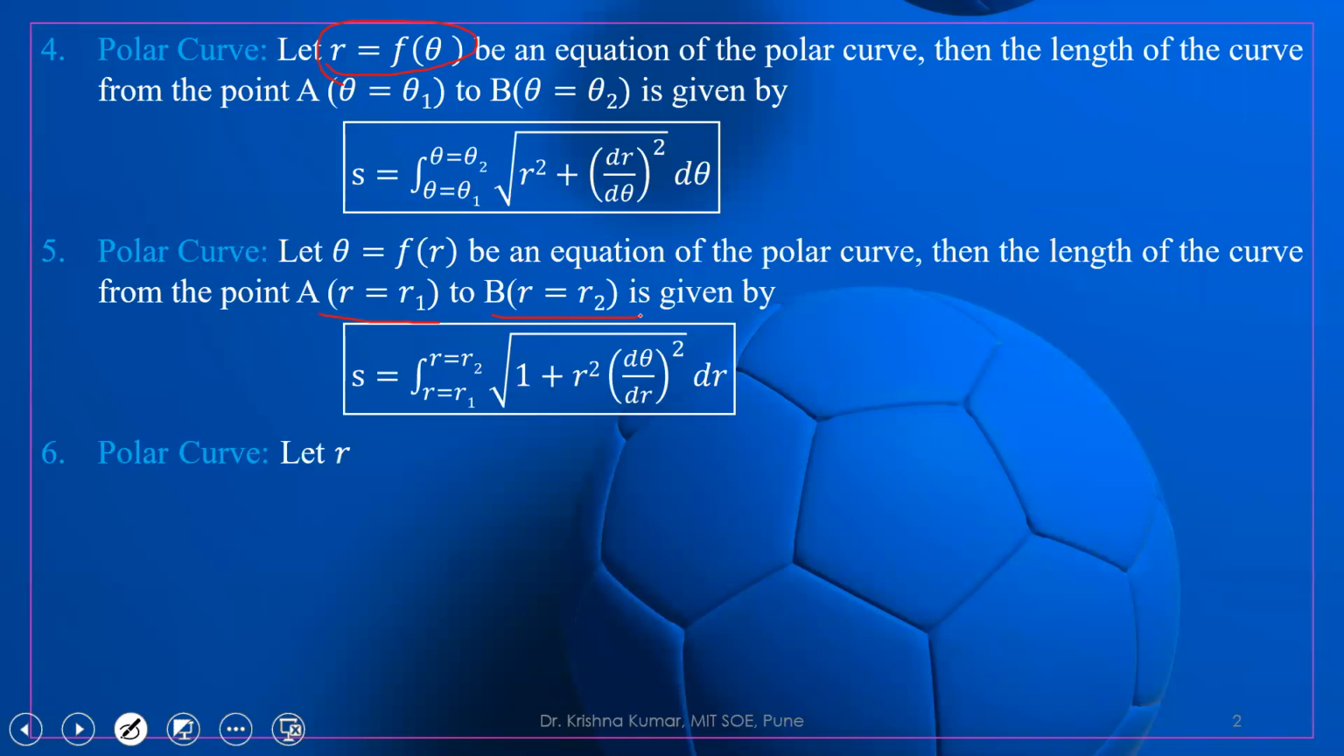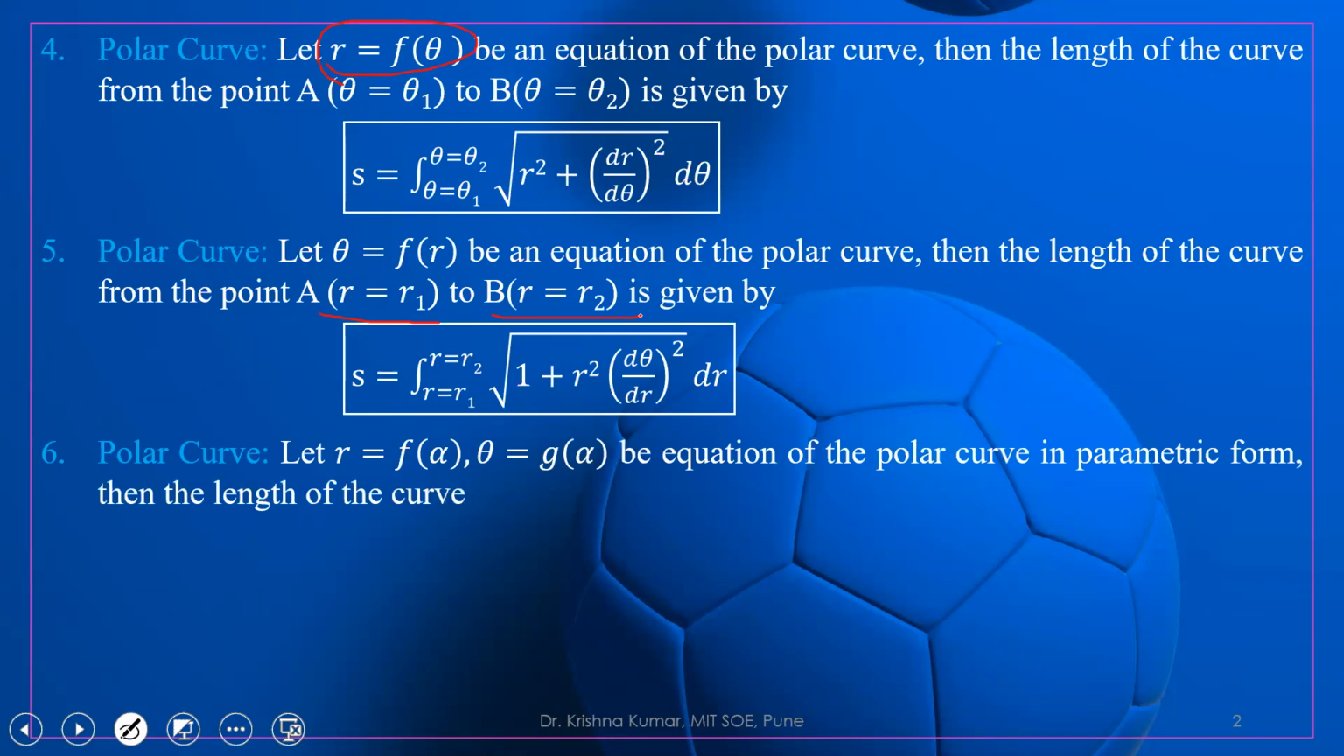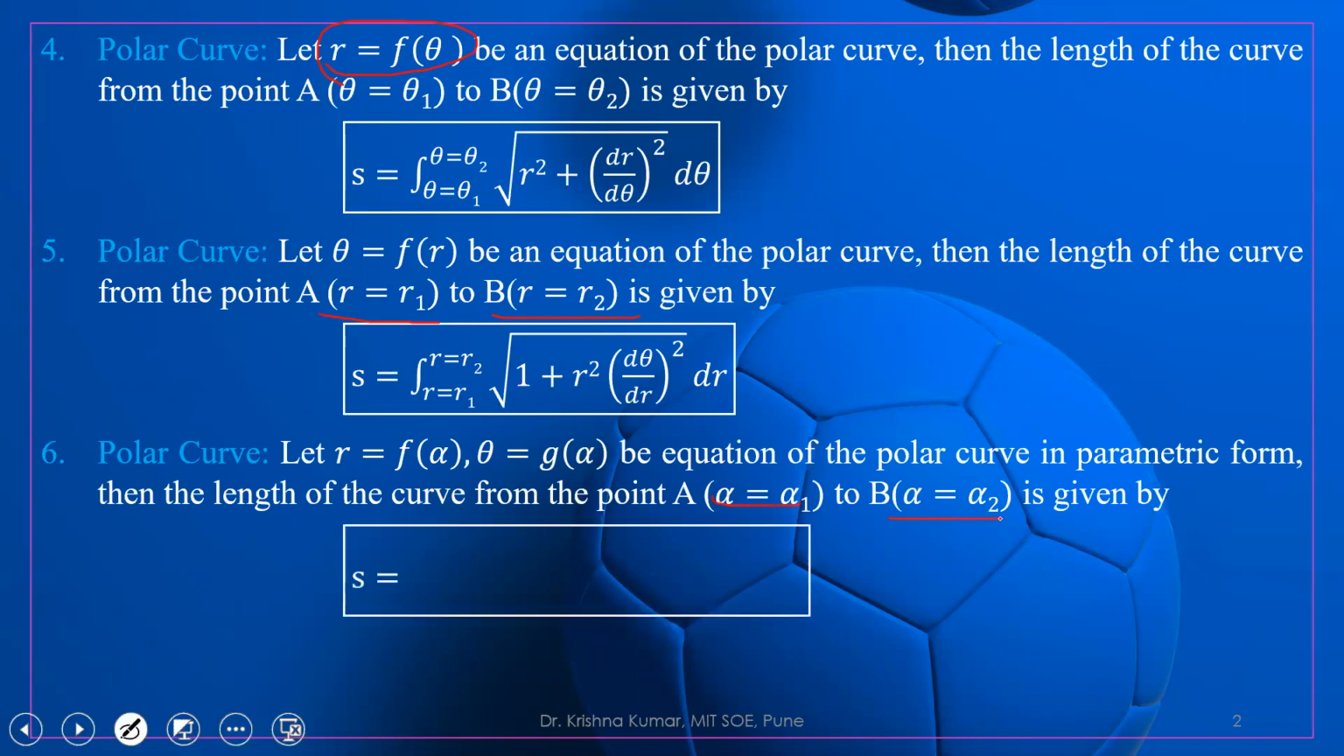Okay, sometimes we also write the polar curve as: let r is a function f of alpha and theta is a function g of alpha. It is parametric, we can say parametric in terms of polar. So if this is the equation of the polar curve in parametric form, then the length of the curve from the point alpha equal to alpha 1 to alpha equal to alpha 2 is given by s is equal to integration under the limit alpha 1 to alpha 2 root over (dr/d alpha) whole square plus r square (d theta/d alpha) whole square with respect to alpha.